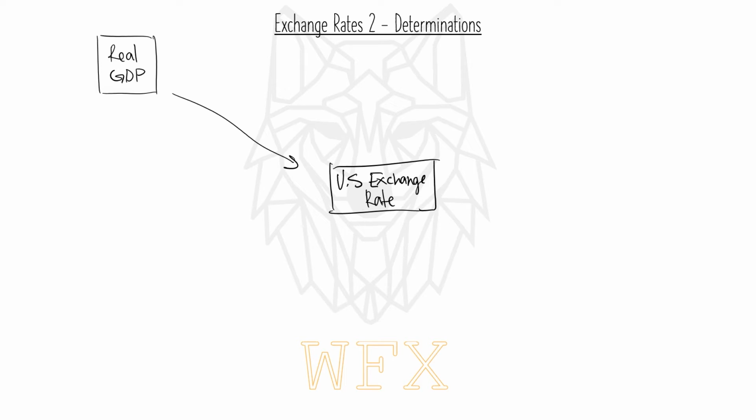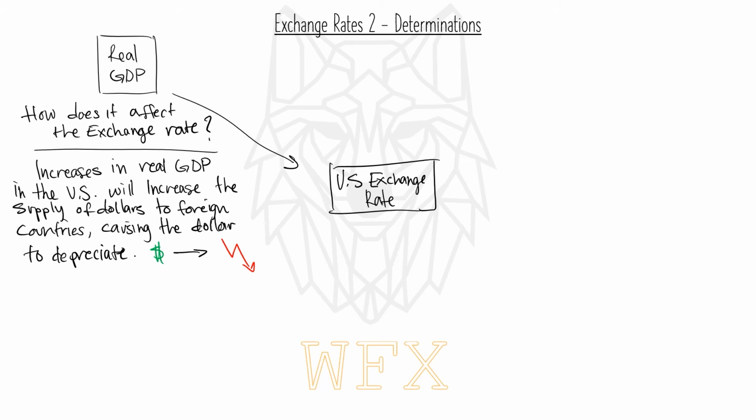One factor affecting exchange rates is real GDP. GDP is the final value of goods and services produced within an economy within a year, normally. Real GDP is a measure of a country's gross domestic product that has been adjusted for inflation. And increases in real GDP in the United States will increase the supply of dollars to foreign countries, causing the dollar to depreciate. A second factor affecting exchange rates is inflation rates.